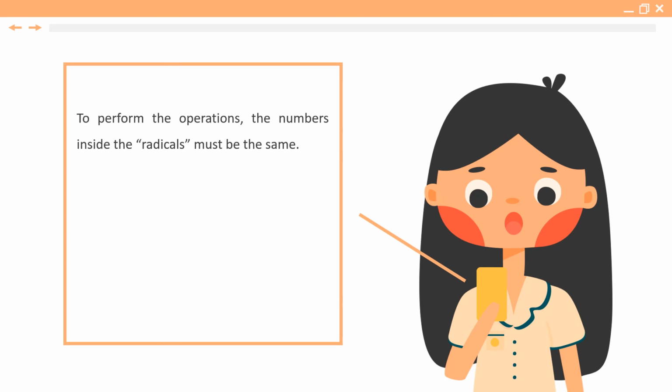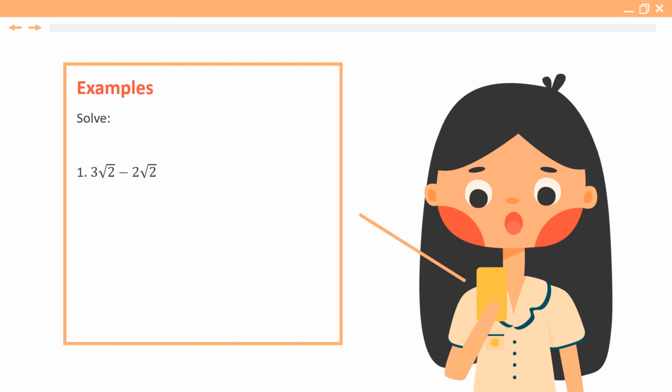Now let's proceed to adding and subtracting radicals. So to perform these operations, the numbers inside the radicals must be the same. So let's have our examples. So you have 3 square root of 2 minus 2 square root of 2. So as you can see, the numbers inside the radicals are the same, so we can subtract them. So 3 minus 2 is 1, and then copy the radicals, which is square root of 2. So it's okay not to write 1. So our final answer would be square root of 2.